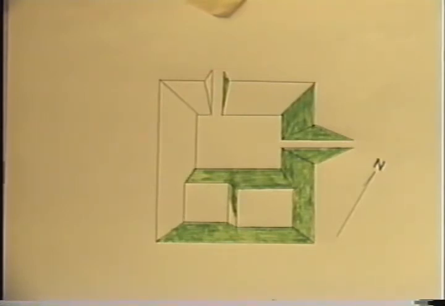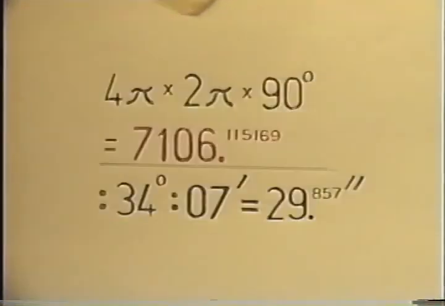4 squared corners at the base, 4 pi, 2 ramps, 2 pi, and 90-degree corners everywhere, 90. And voila, Etowah's latitude and the code value which encodes it.